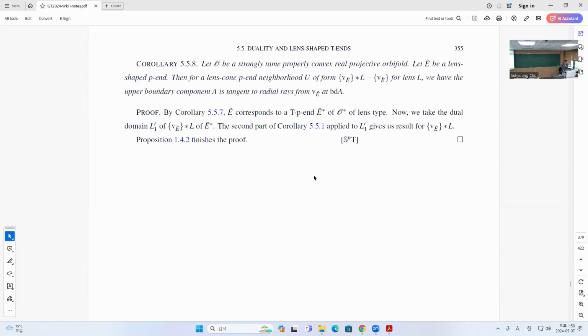Okay, and then finally here, if you have any lens shape case, then you can always assume that the upper boundary component is tangent to the radial rays. That's because if you have any lens, then you can put it to the TP ends, and then from there, if you obtain back the lens, then it's always the case that this lens is dual. It has this property of the tangency. Okay. So that's why this happens here. Okay, so that's the content for today, actually.